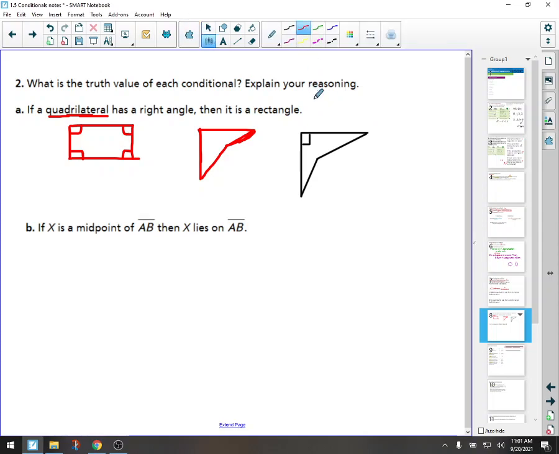So we could say this is sometimes true, but in general, we would say this is a false statement. The only way we're gonna call this true is if it is always true.